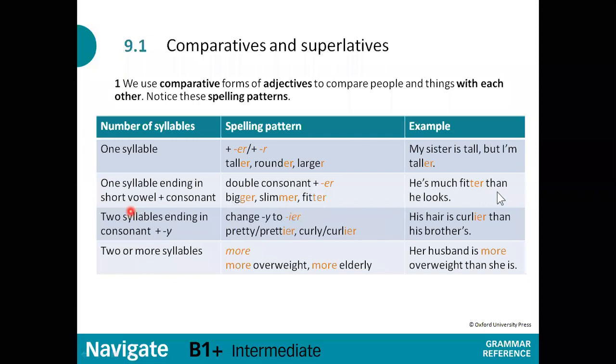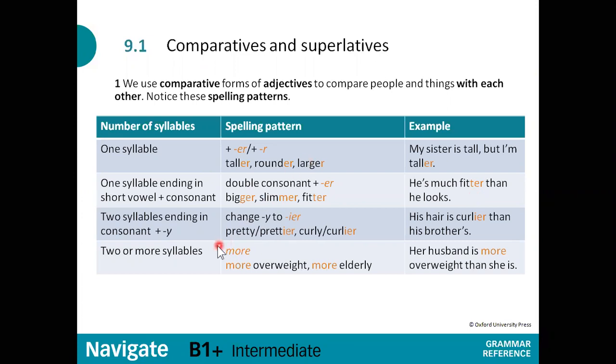So, he is much fitter than he looks. Here you can see his appearance is compared. Maybe he looks not fit enough, or you think that he is not fit enough, but when you see him, you can see that he is much fitter than he looks. For example, maybe he looks weak, but he's fit enough to lift something heavy.